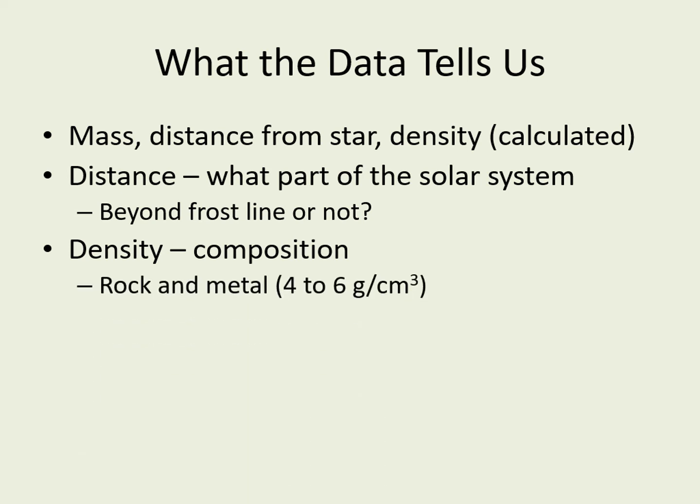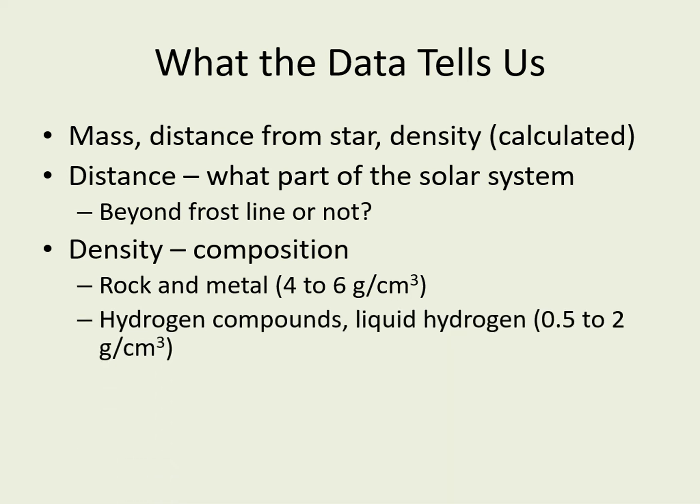Remember that if the density is high, meaning 4 to 6 grams per cubic centimeter, then it's made of mostly rock and metal. If the density is low, typically 0.5 to 2 grams per cubic centimeter, then it's mostly made of lighter materials, such as hydrogen compounds and liquid hydrogen. Remember that the lowest possible densities for planets are around 0.5 grams per cubic centimeter, while the highest densities are around 6 grams per cubic centimeter. If your density answer is well outside of that range, you'll need to go back and check your calculation.